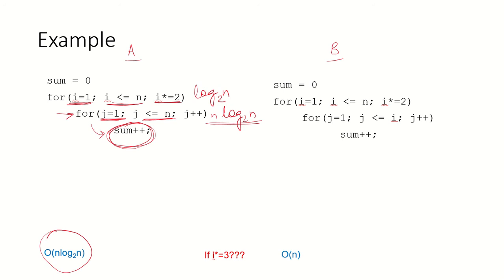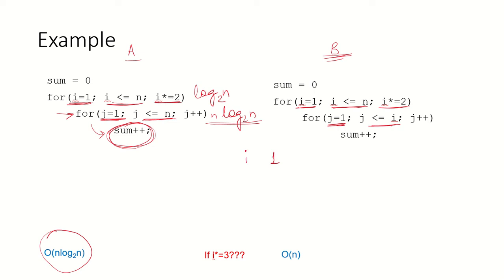Now let us see for algorithm B. Again we say that I is 1, I is going till n, and I is being multiplied by 2 every time. We know that this loop is going to run for log n times. In the inner loop, j is going from 1 to 2i. When the inner loop variable is dependent upon the outer loop, we have to use unrolling. So let us use unrolling over here.